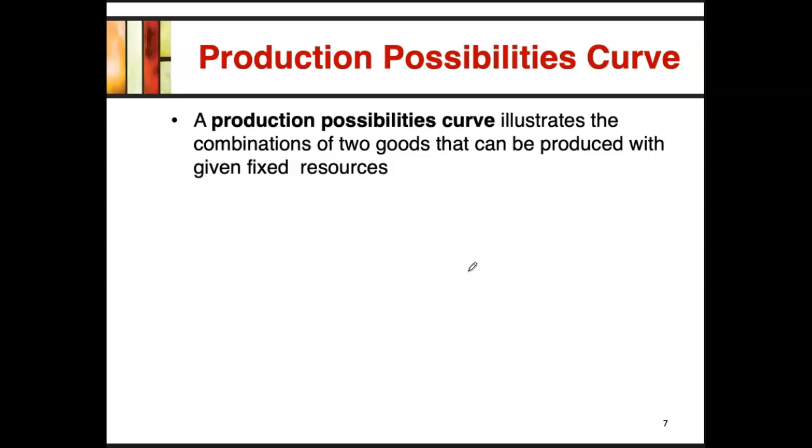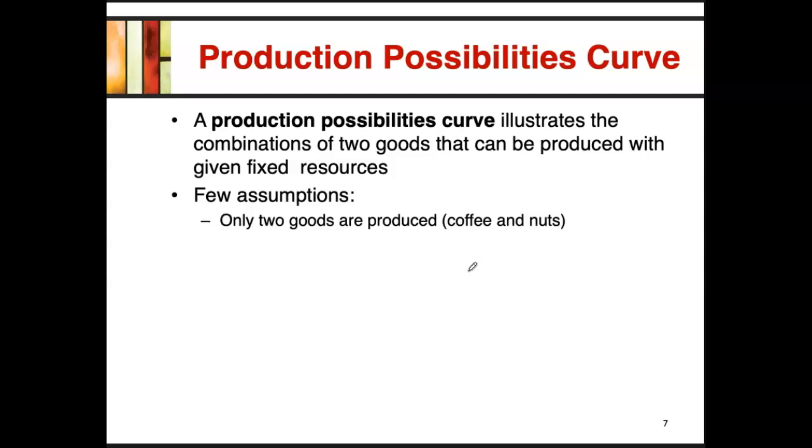With the production possibilities curve, there are a few assumptions that we need to hold to actually make our life easy for us. First of all, the first assumption we hold is that only 2 goods are produced. So in this case of Microland, which is the hypothetical example, and our country, we have the production of only coffee and nuts. And we also assume that resources are fixed.